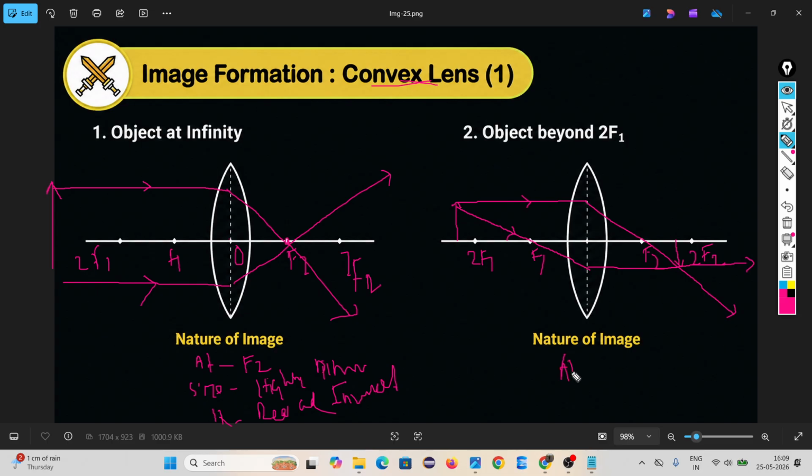First, tell me where the image is forming. Between F2 and 2F2. Yes. Then size. Look, this size is diminished. And nature: real and inverted. You understand?